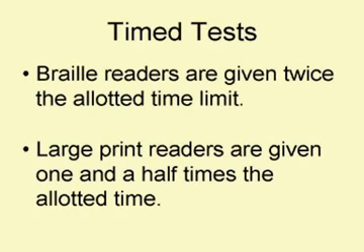Studies show that Braille readers, on average, are twice as slow as sighted readers. When timed tests are given to students, Braille readers are to be allowed twice the allotted time limit. Large print readers are given 1.5 the allotted time. In other words, if a class is given 1 hour to complete a test, the Braille reader is allowed 2 hours, and the large print reader is allowed 1.5 hours.